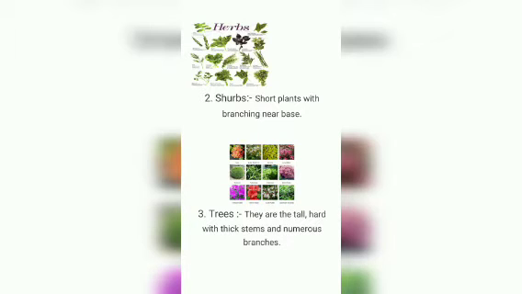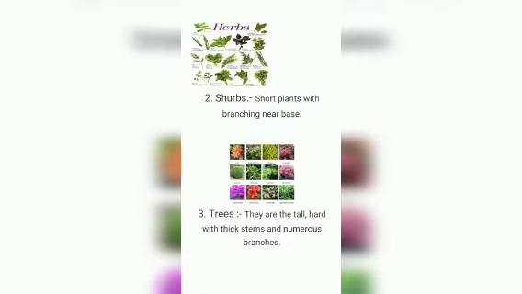And then shrubs: short plants with branching near the bases. As you can see in this photo, the branching of these plants is all near the bases of the plant.